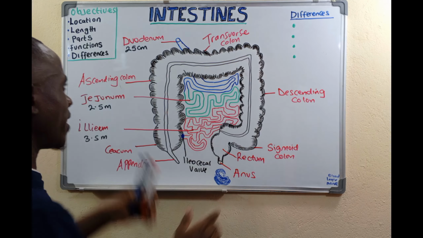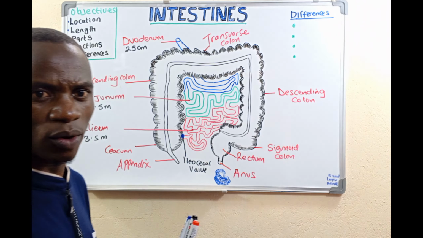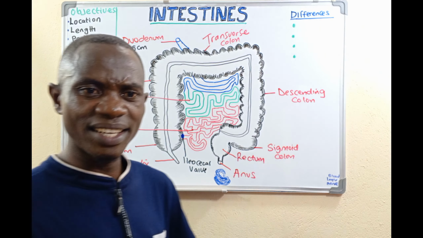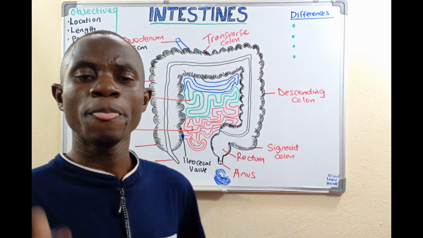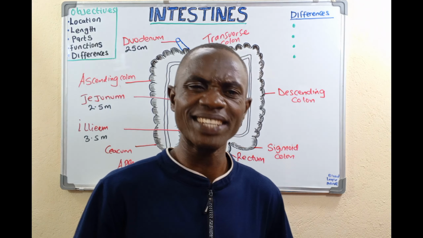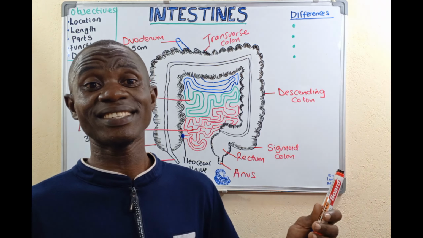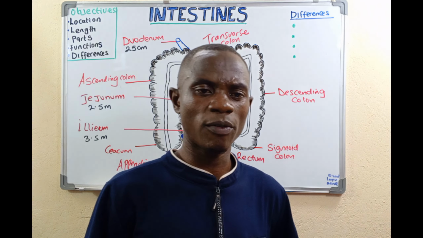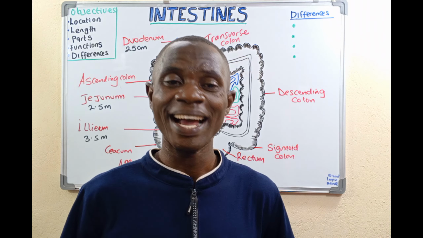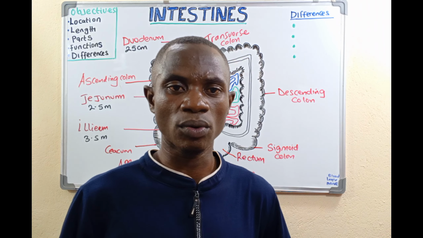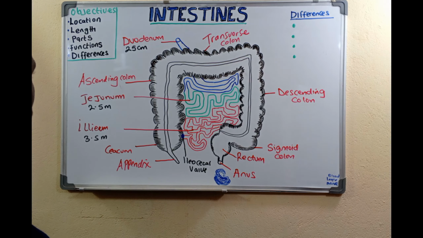Now, having looked at the anatomy of the intestines, let's look at some of the functions of the intestines. When we talk about the small intestines, they are primarily responsible for absorption of nutrients. That's the primary role of the small intestine. And the large intestine is primarily responsible for absorption of water, absorption of electrolytes, and also formation of the fecal matter. It is also such another beautiful thing.